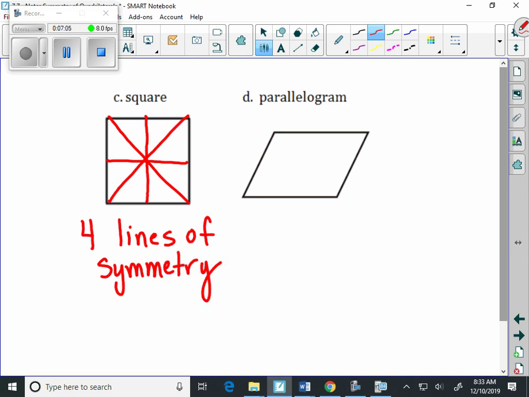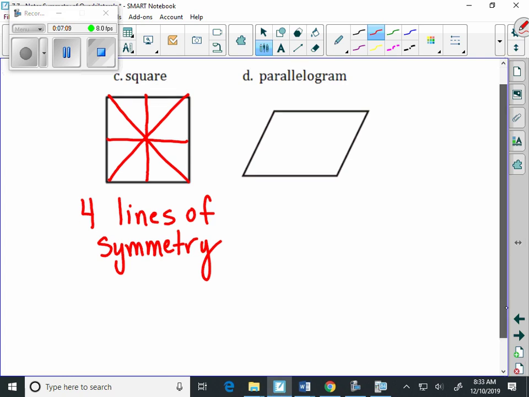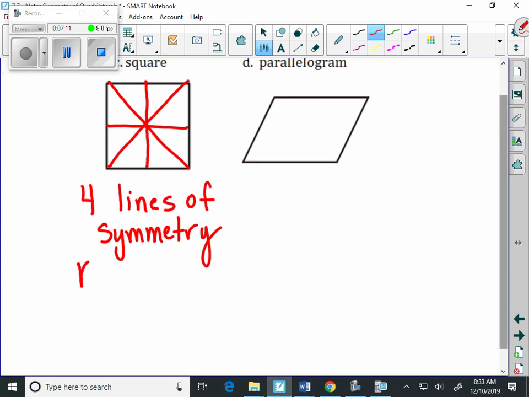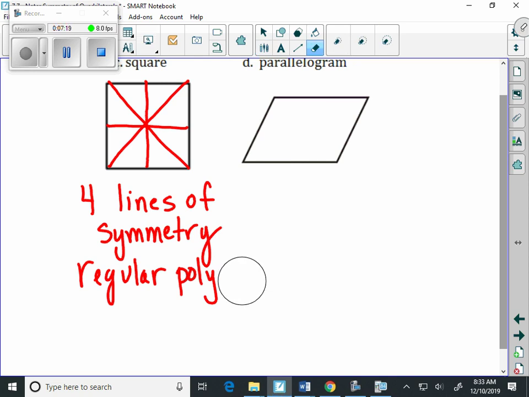And just to refresh your memory, a square is a regular polygon. Remember that a regular polygon means that we've got four congruent sides and four congruent angles. And that's going to help us when we look down here at rotational symmetry momentarily.